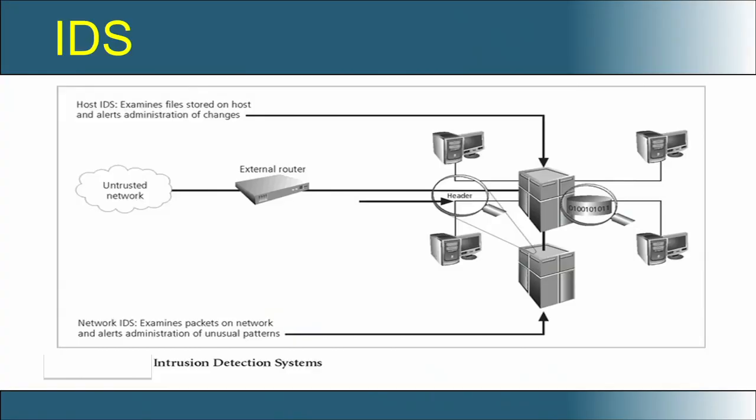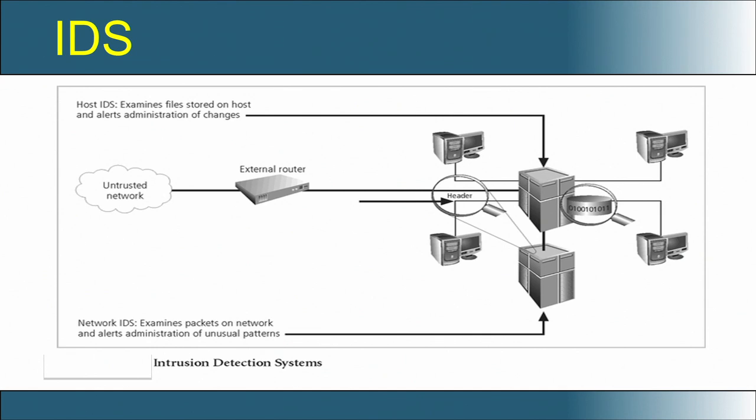Now, another type. We had actually seen a firewall, but that is different from an intrusion detection system, which I just talked about in some of the earlier classes. So, what does the intrusion detection system do? It examines packets on the network and alerts administration of unusual patterns. So, there is a network intrusion detection system. There is also a host intrusion detection system, which examines files stored on the host and alerts administration of changes.